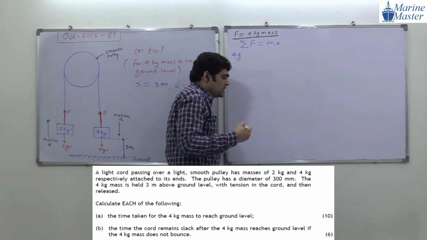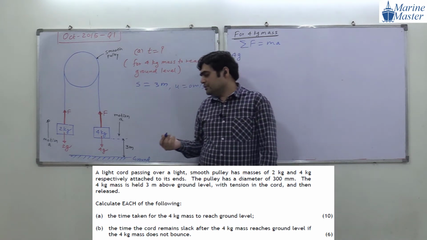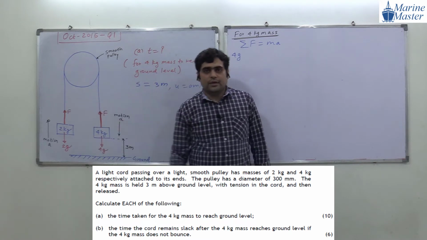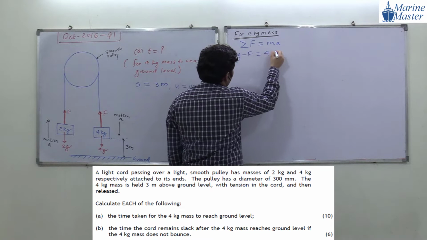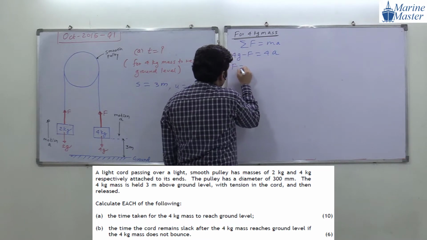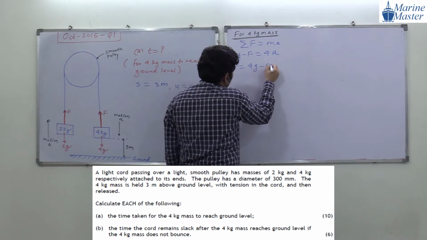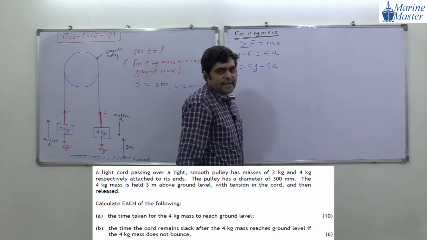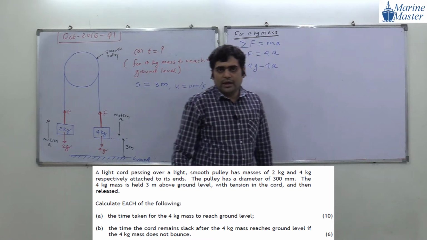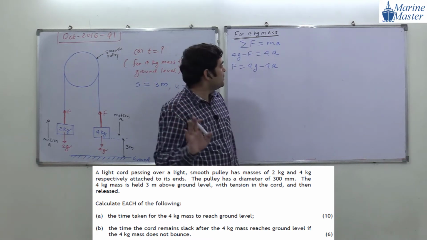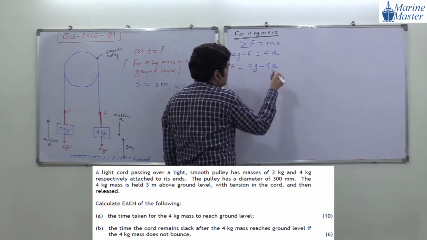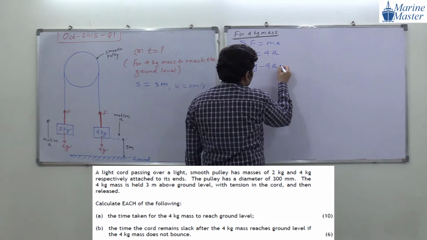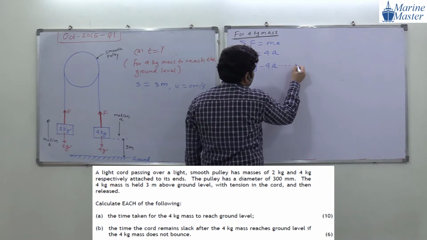so we consider 4g as positive. What about the other force opposite to the motion? F. So it will be minus F. Mass is 4, so 4a. So F will be equal to 4g minus 4a. Okay, guys, any doubt in this discussion? So F is equal to 4g minus 4a, and we will call it equation 1.